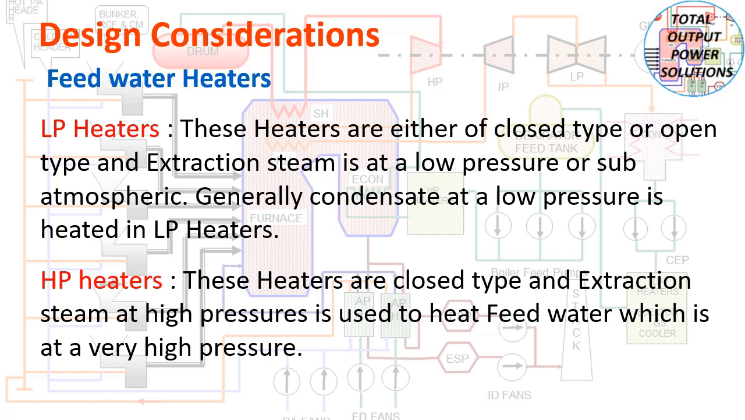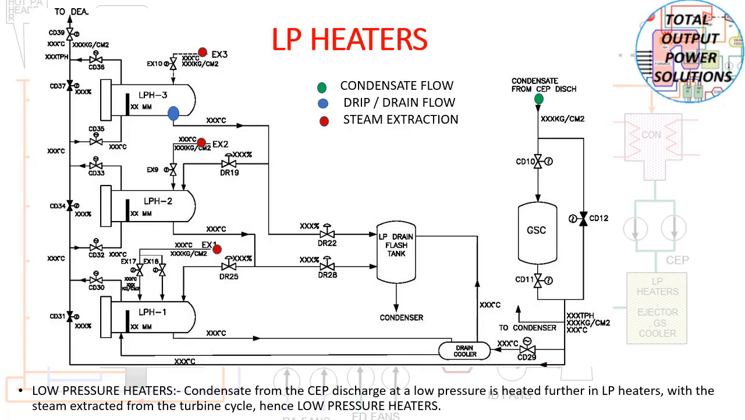Here you can see in the diagram, these are the LP heaters. First of all you will see the green line, the condensate flow. The green pointer shows the condensate flowing from the gland steam cooler to LP heater number 1, LP heater number 2, LP heater number 3, and then it goes to the Deaerator.